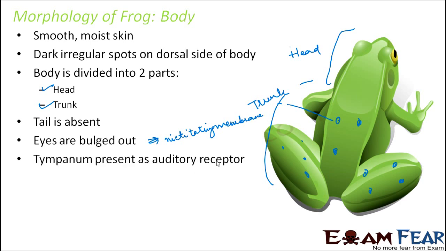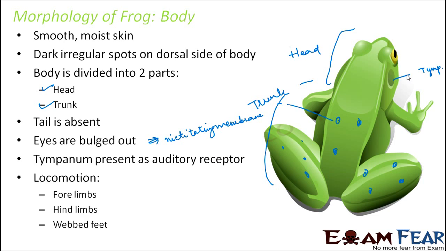Tympanum present as auditory receptor. So here if you see just below the eye, you have another spot. So this is nothing but tympanum. It is analogous to ear. It is like ear. It helps the frog to listen to different sounds. So this is basically a membranous structure and it receives the sound signals.